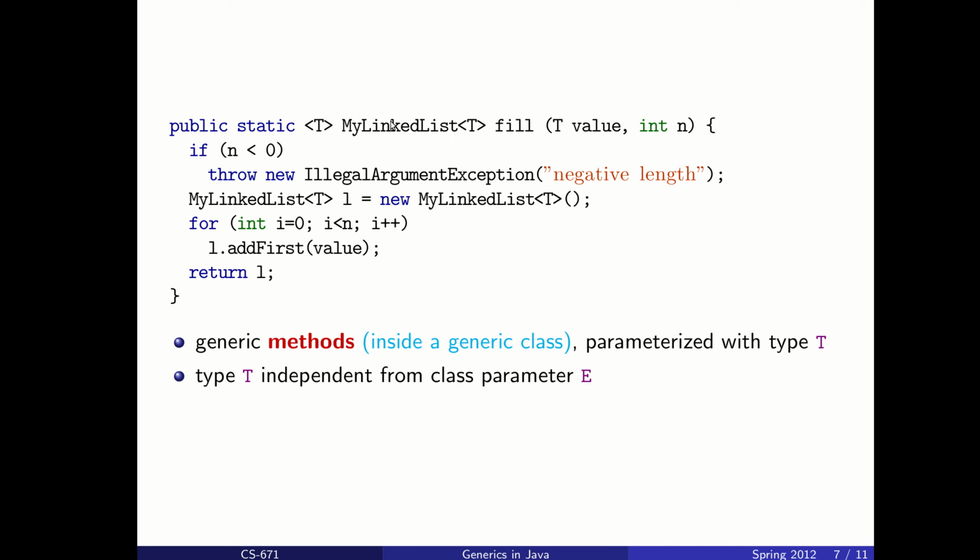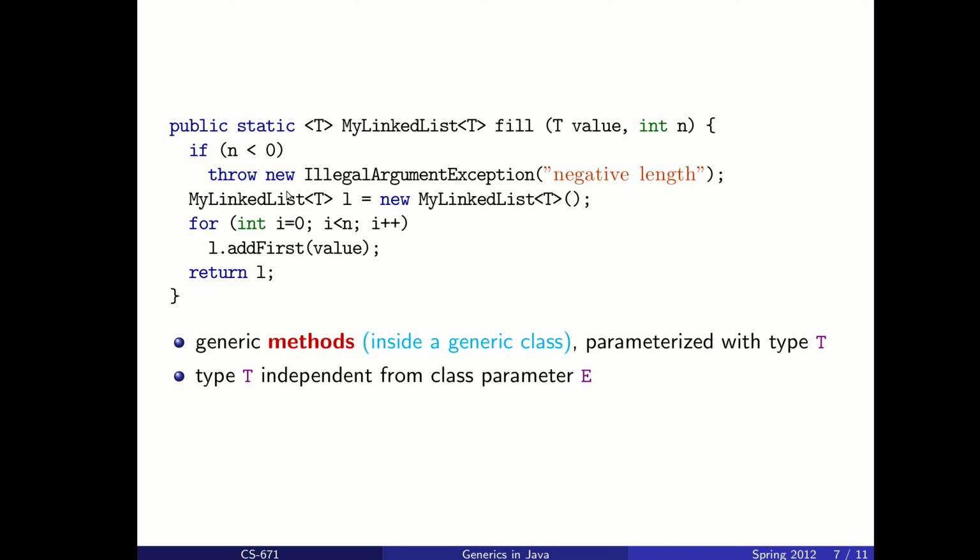So they can call mylinkedlist.fill and give it some value and a count of how many items should go into that linked list. And this is just going to loop and add first over and over again to a linked list of whatever type of data they gave us. They don't have to specify that they're going to get out of this a linked list of strings or whatever thing. Java will look at the type of data that is given here, and it will create a linked list with that type of data.